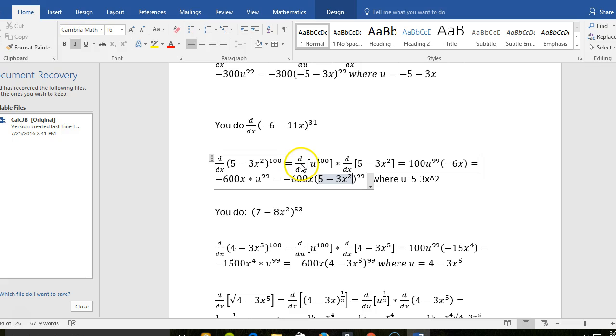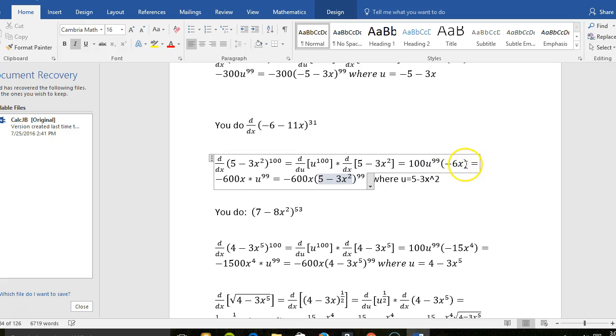That's going to be d by du of u to the 100 times d by dx of the interior, which is 5 minus 3x squared. Now, guys, when you do d by dx of 5 minus 3x squared, the 5 just vanishes to 0. Now, d by dx of negative 3x squared, that's negative 6x. Remember that the 2 jumps down and multiplies that negative 3, gives you negative 6. And then we subtract 1 off the 2 and get 1. We have x to the 1 power, but that's just x itself, okay?